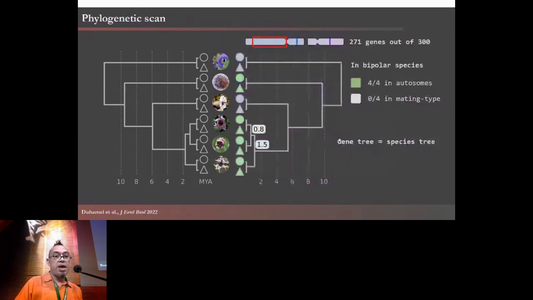So when I do this phylogenetic scan, for this green part that is now autosomal, I expect every single gene to follow the same topology as the species phylogeny, because they are just segregating as any other autosome. And this is actually what I found. I did this by ultrametric trees. I'm going to skip the details. You can ask me after. Most of this is published.